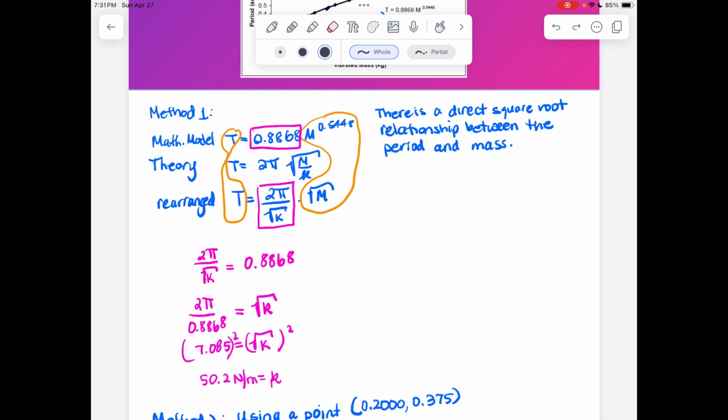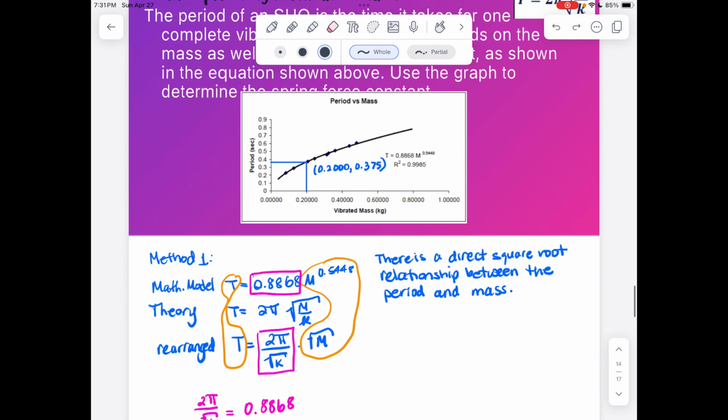The second method is using the point, which I identified already up here. Notice I used a point on the trend line that isn't a data point.